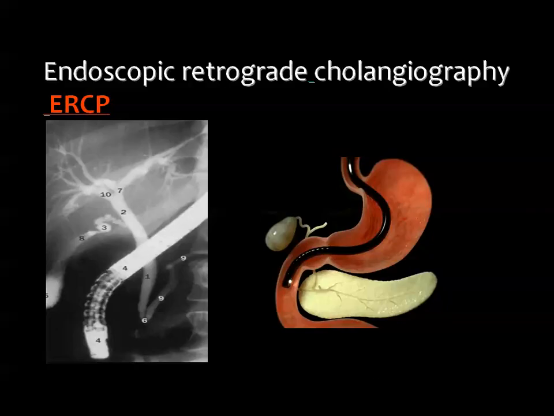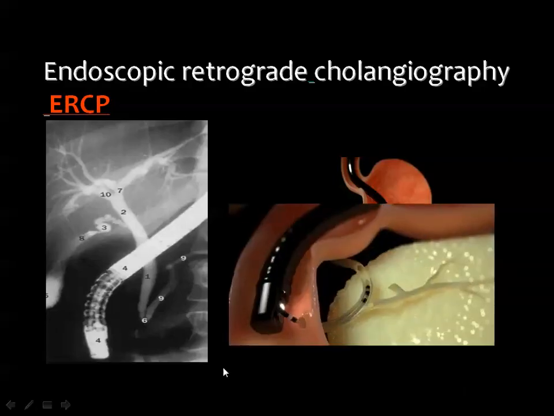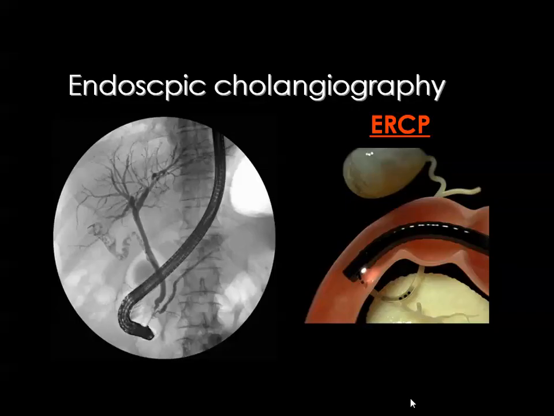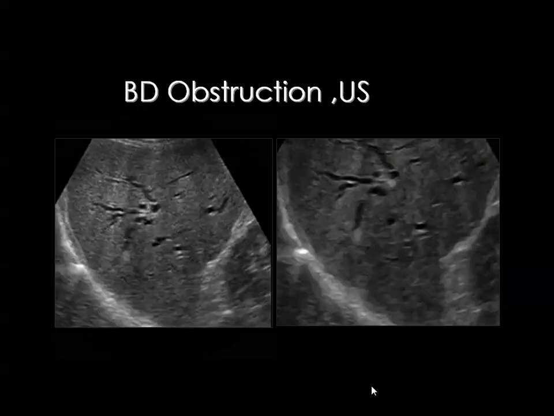ERCP is still one of the major techniques for evaluation of the biliary system, and through the endoscopy you can cannulate the common bile duct and inject contrast media, and you have images to see the anatomy and to see the pathology as well. And this is the normal endoscopic cholangiogram. This is the endoscope, and here you can see the common bile duct, the intrahepatic biliary radicals, and this is the cystic duct and the gallbladder, and here you can also see the pancreatic duct.